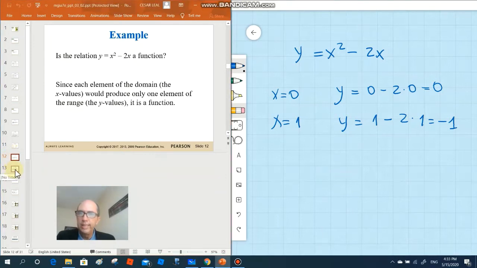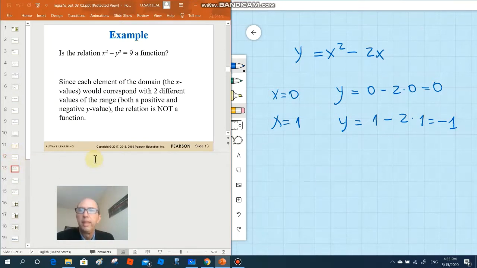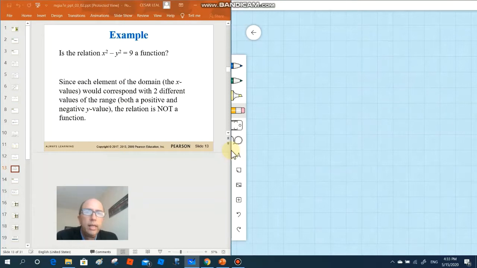Let's see another example. Is this relation a function? Now we have x squared minus y squared equals 9. Is this a function?